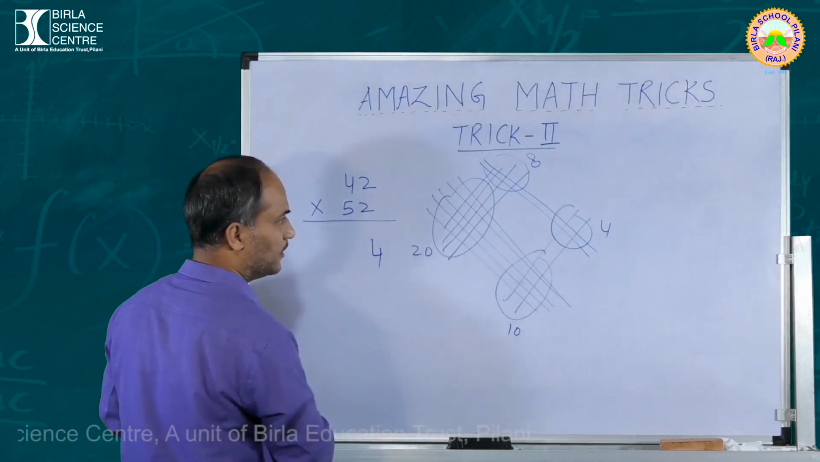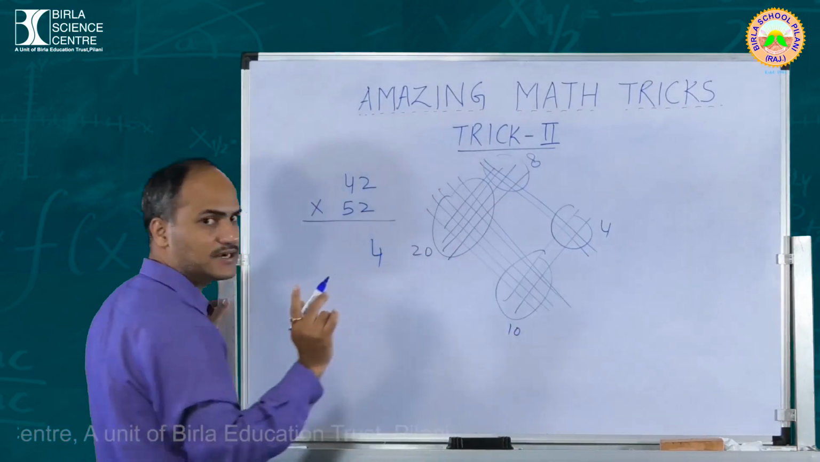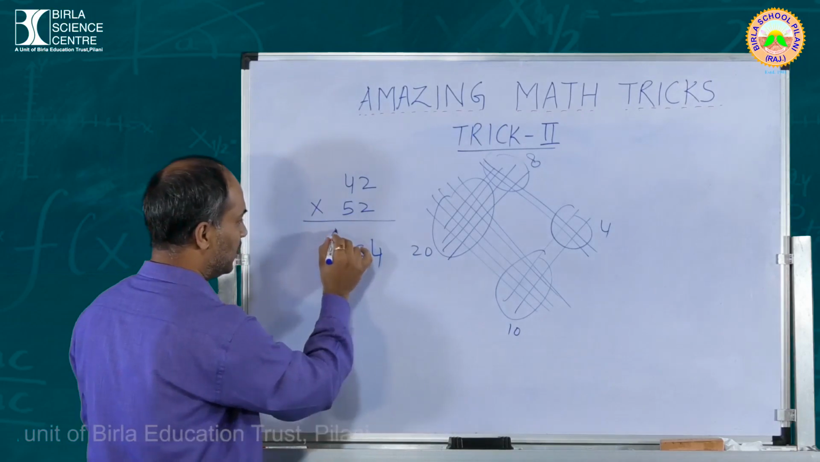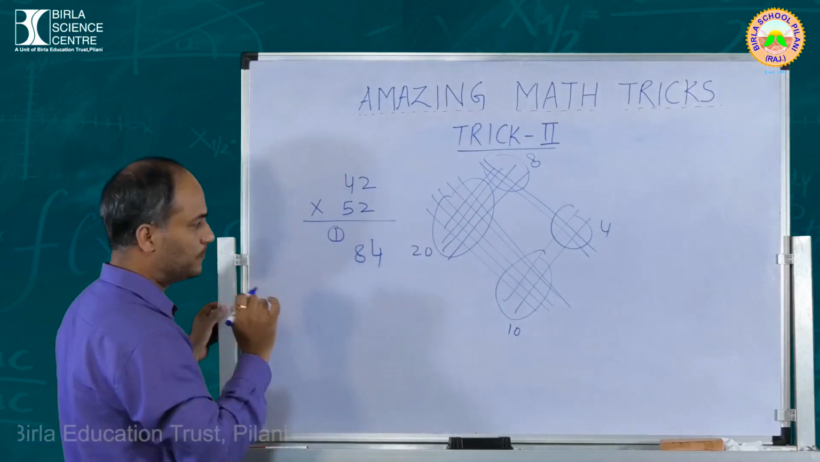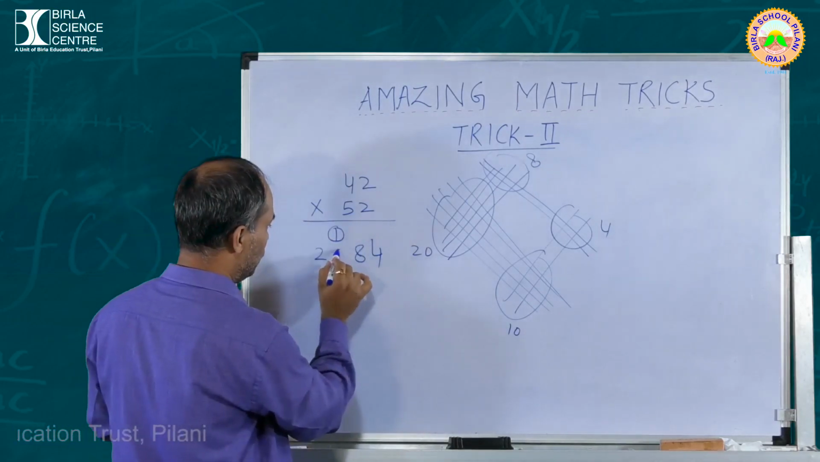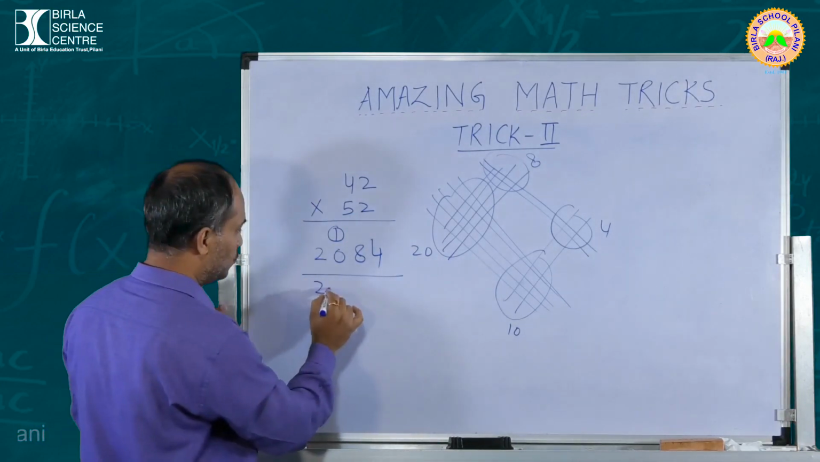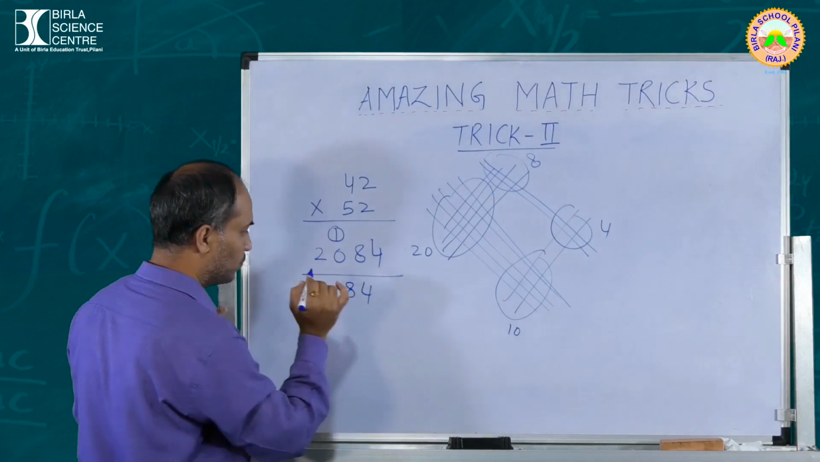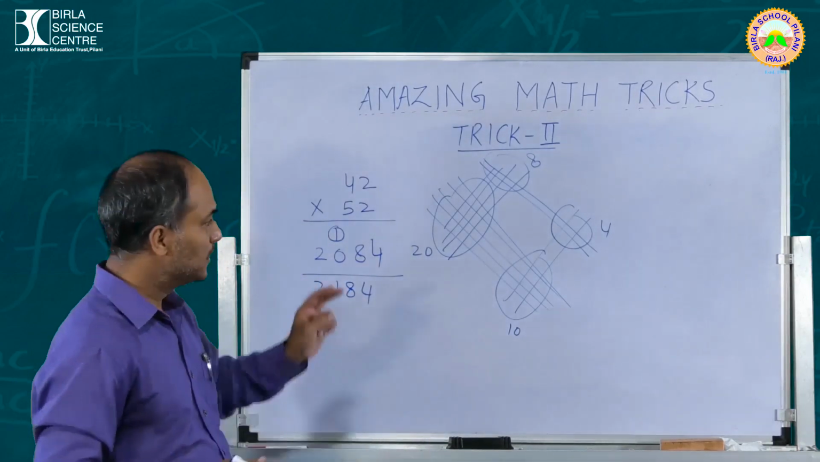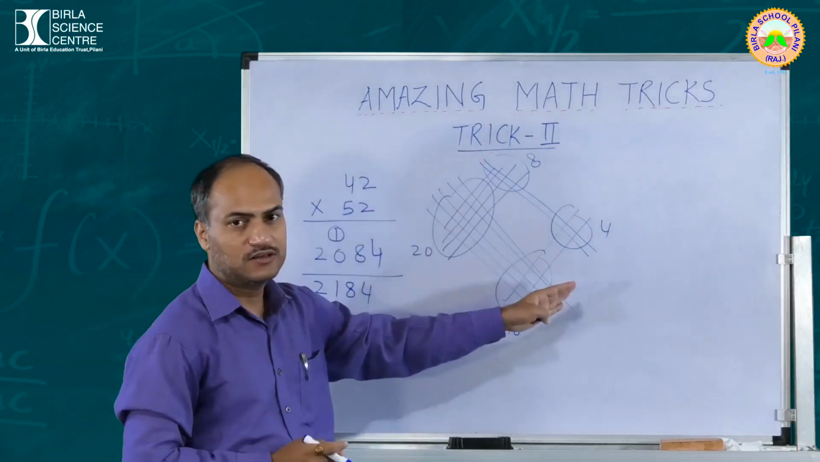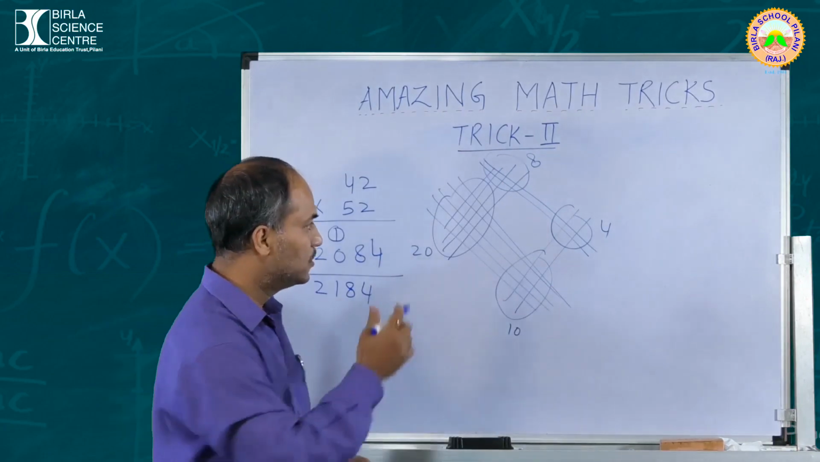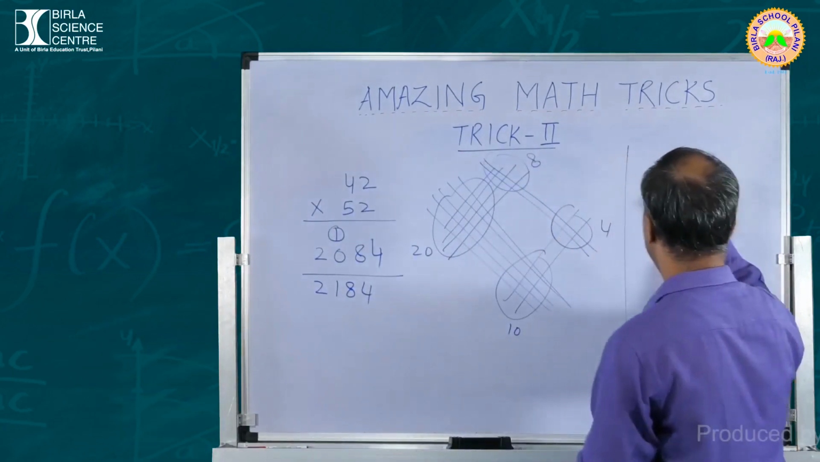4 will come here. 8 and 10, that is 18. 8 will come here and 1 will be the carry forward. Now 20 will come here. So our answer will be 2, 1, 8 and 4. Okay. Now if you see, drawing the line is a waste of time, so quickly come to the next trick.